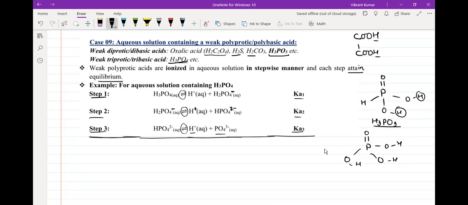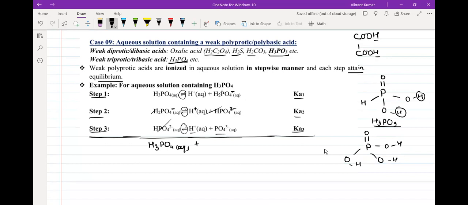The K equilibrium was the final reaction. No, I'm just saying, what will be the overall reaction? H3PO4 giving 3H+ and PO4 3-. Okay, because this will get cancelled, right? This will get cancelled if you are adding these reactions.